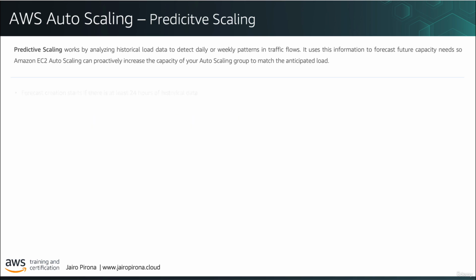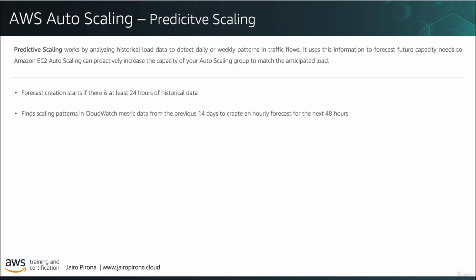When you create a predictive scaling policy, forecast creation begins if there is at least 24 hours of historical data. It creates scaling patterns or traffic patterns based on CloudWatch metric data from the previous 14 days to create an hourly forecast for the next 48 hours. Forecast data is updated every 6 hours, so if there are ongoing changes in traffic patterns, they will be taken into account when the data is updated in 6 hours.